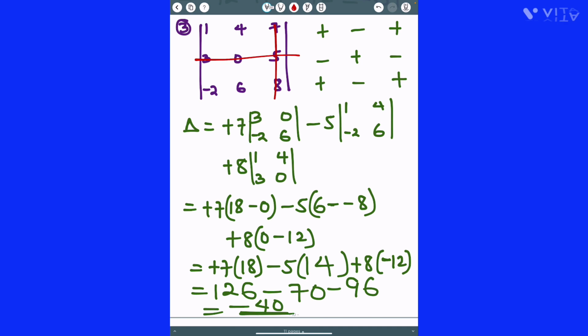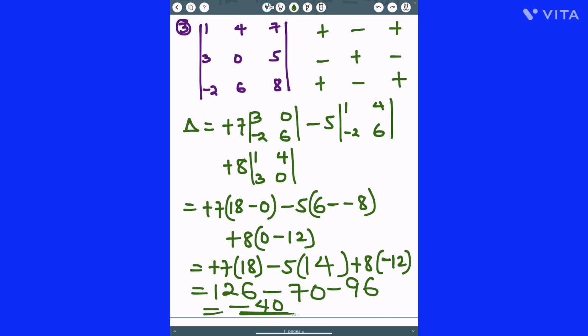That's minus 5 times 1, 4 minus 2, 6. So I'll keep that also. I'll now go to the next element in that column, which is 8. 8 should take a plus sign. 8 times plus will give me plus 8.